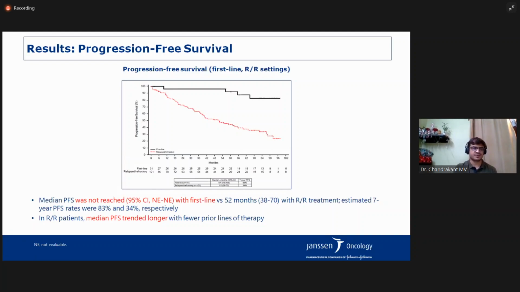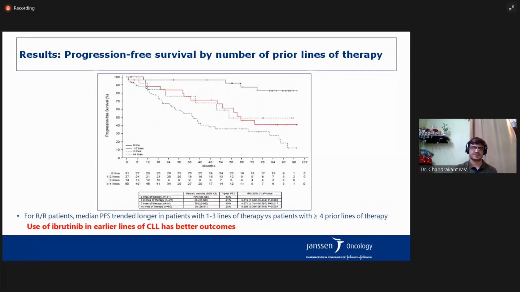setting. You can see the median progression-free survival was not reached with first line versus 52 months in the subsequent line setting. And that's why it becomes important to expose CLL patients not in the later lines, but to expose these effective drugs as early as possible. So in the relapsed refractory patients, median PFS was longer with fewer prior lines of therapy. So the earlier you use, the better it is.